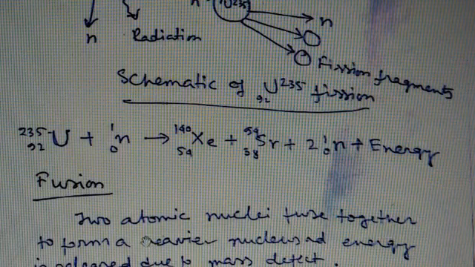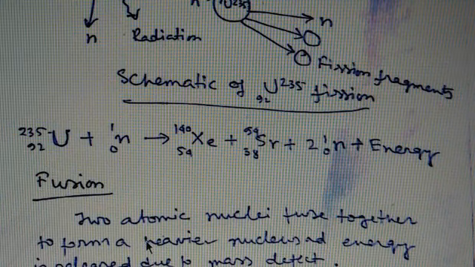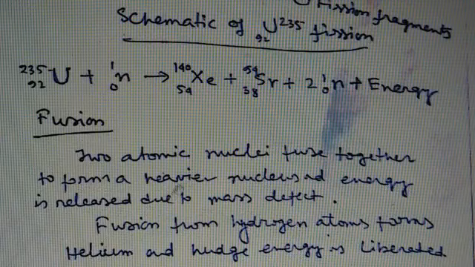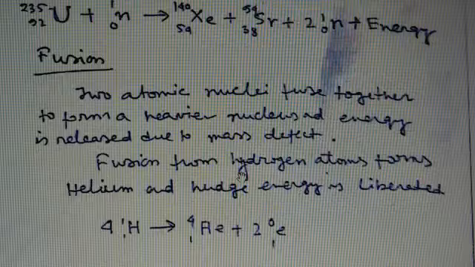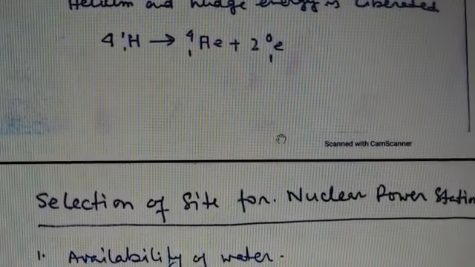Now the fusion. What is fusion? Two atomic nuclei fuse together to form a heavier nucleus, and energy is released due to the mass defect. The fusion of hydrogen atoms develops a huge amount of heat. So that is the equation.